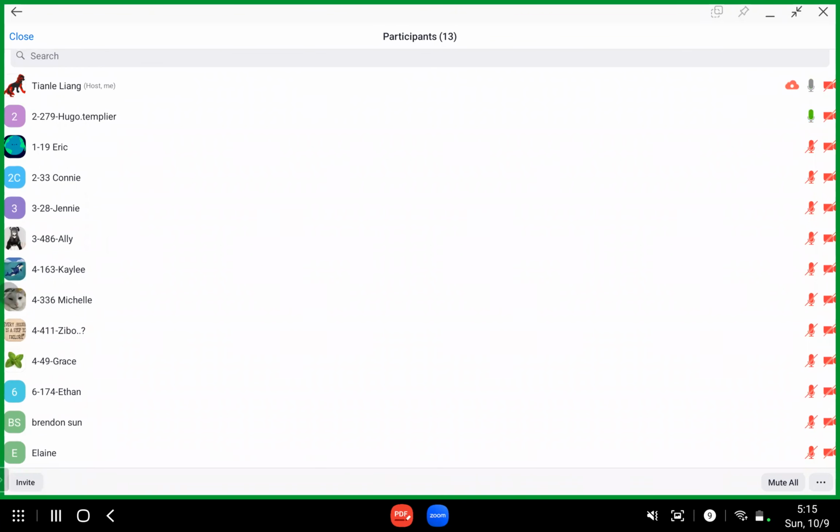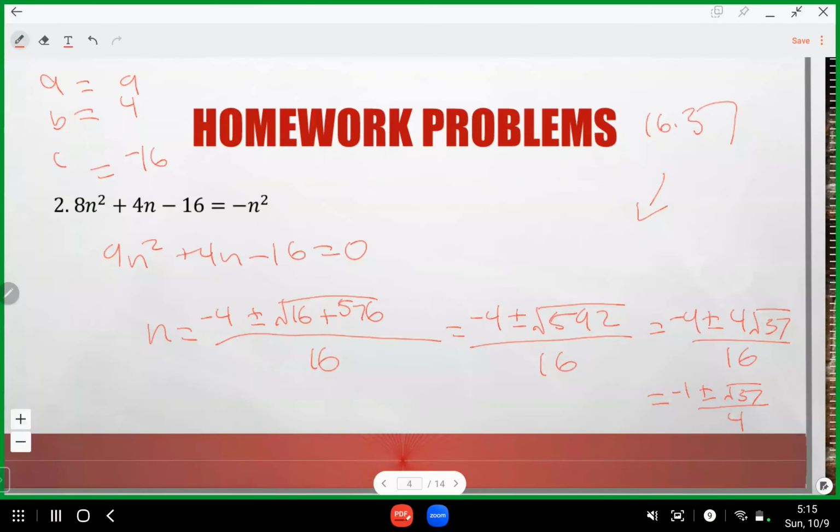Wait, how did a equal 9? It didn't equal 8. You move this to the other side.